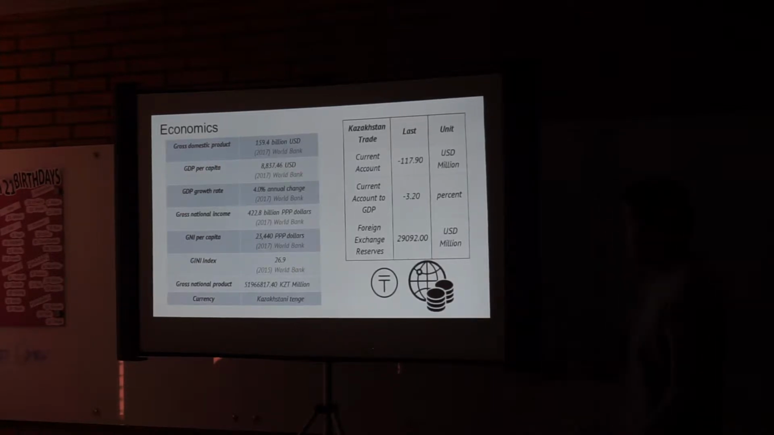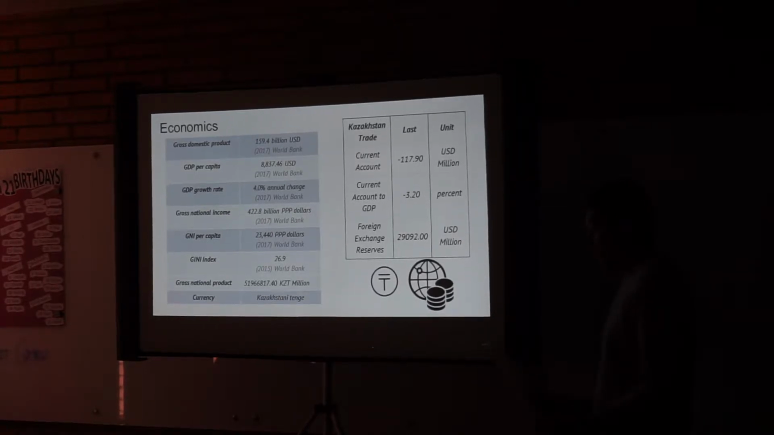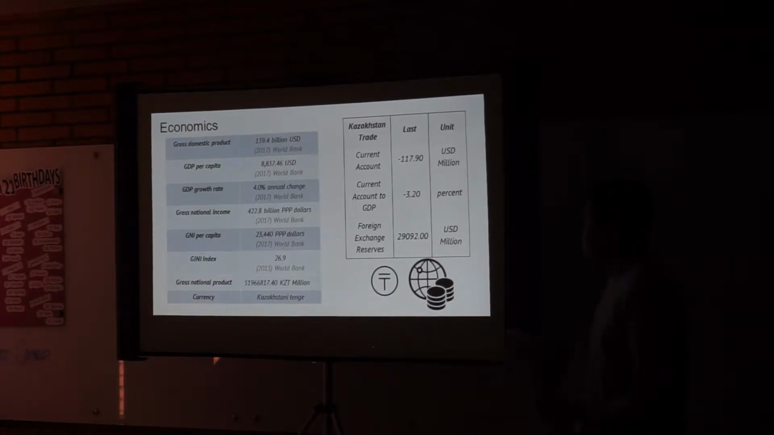So talking about some other indicators, here we have the current account. This indicator is the sum of balance of trade, which is exports minus imports of goods and services. It also includes net factor income, which is dividends or interests of the country, and the net transfer payments, which is foreign aid. So here we observe the current account deficit, which is minus 118 billion US dollars.